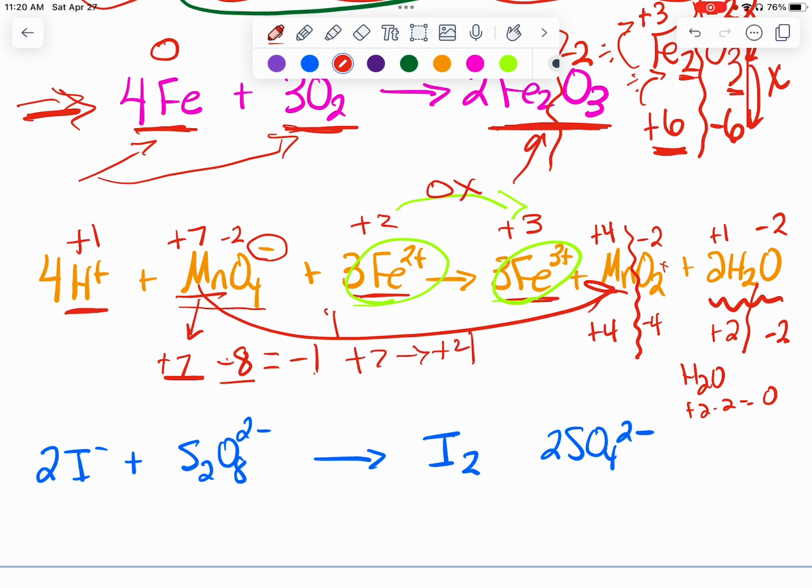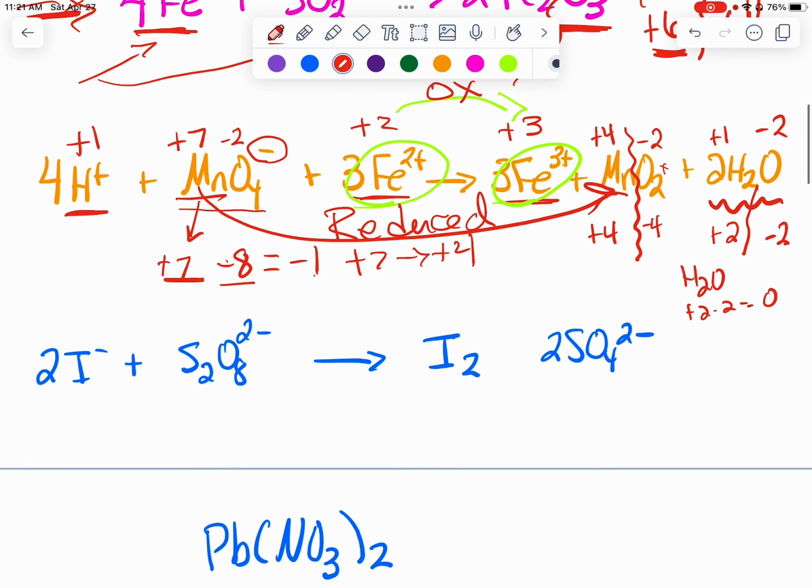It got reduced. And if that doesn't make sense to you, let's think about your bank account. You have $100. It just got reduced by 50. You have 50 bucks left. Didn't it decrease? Didn't it become more negative? There you go. All right, let's tackle one more.